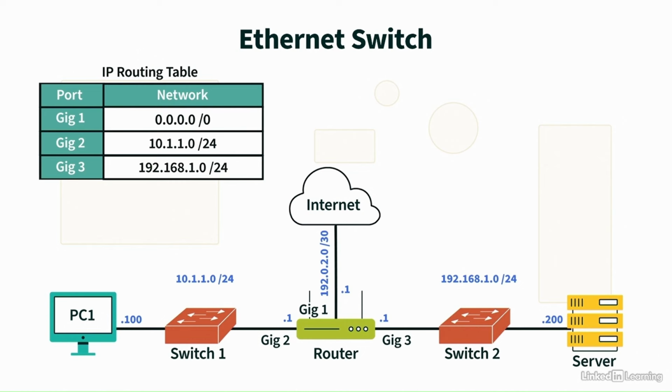Well, using that default route, the router then sends the packet out to the internet, connected to interface gig 1, and the web server sends the requested web page back to PC1.